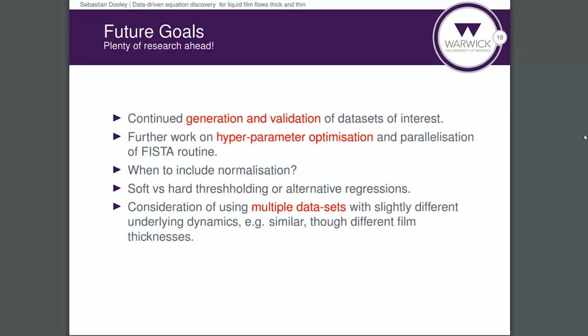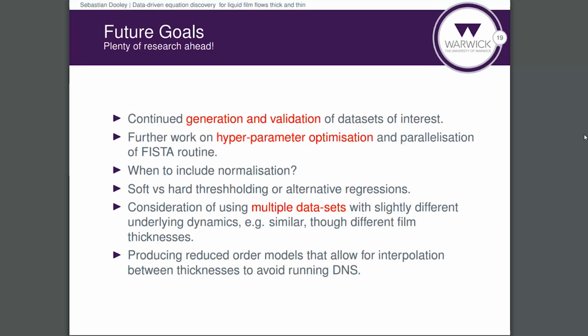Currently, when we use lots of data sets, we're making sure it's the same governing PDE for each data set. What happens if we change the film thicknesses a little bit, or use governing PDEs with similar but slightly different parameters or coefficients? We want to produce reduced order models that allow for interpolation to these thicknesses. Very long-term goals there.